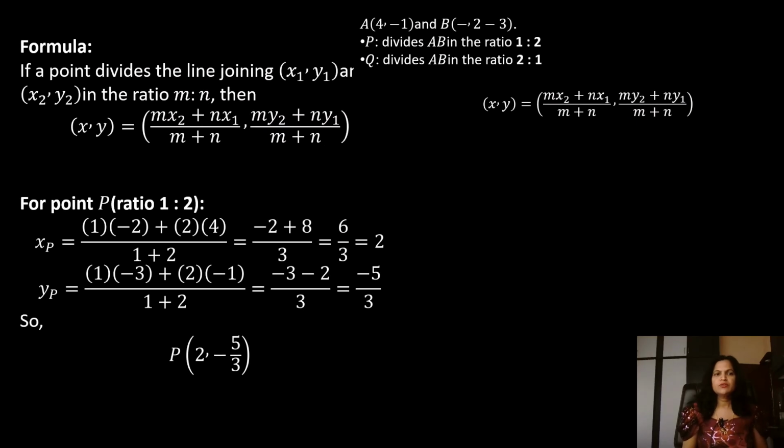Then the formula we need is, if the point divides the line joining (x1, y1) and (x2, y2) in the ratio m is to n, then the coordinates of the point P(x, y) equal to m x2 plus n x1 divided by m plus n for x coordinate, and the formula for y coordinate is m y2 plus n y1 divided by m plus n. Okay, so for the point P, for first ratio, that is point P divides AB into ratio 1 is to 2. Points are these two.